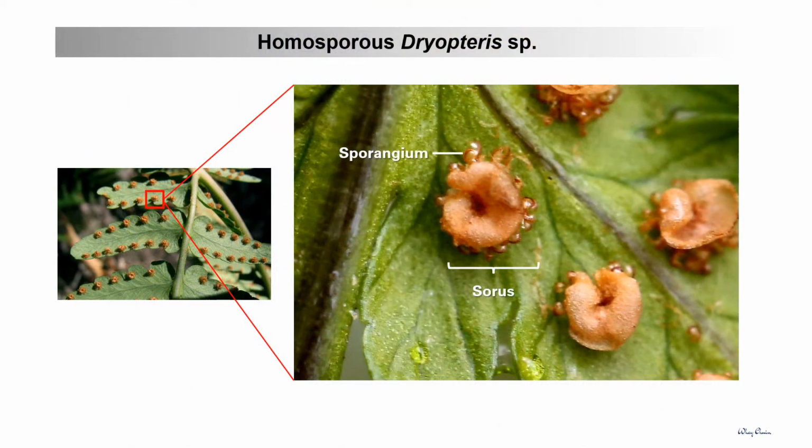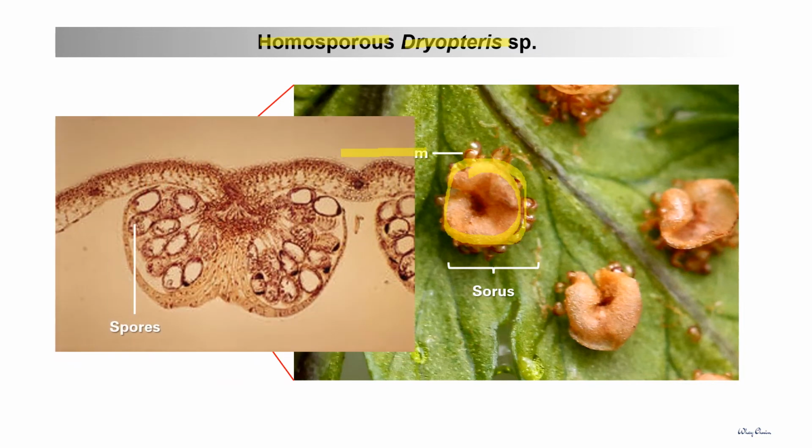The main focus of this semester is Dryopterid species from the Phylum Pteridophyta, which is a homosporous pteridophyte. At the bottom of the pinule of Dryopteris, there is a structure called a sorus. Each sorus consists of numerous sporangia, and within the sporangium, spores are formed. Each of the spores are similar in size, or only one type of spore is formed in the sporangium.